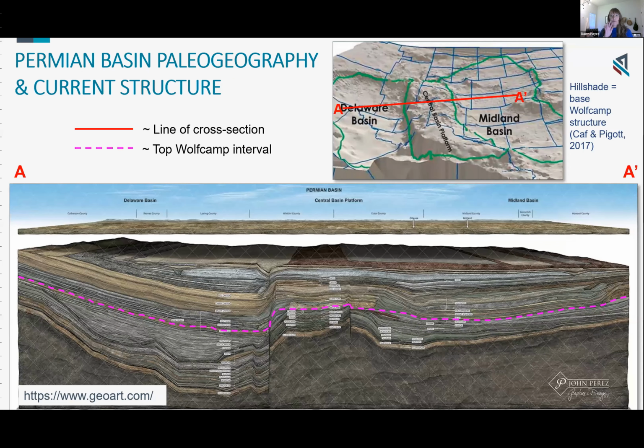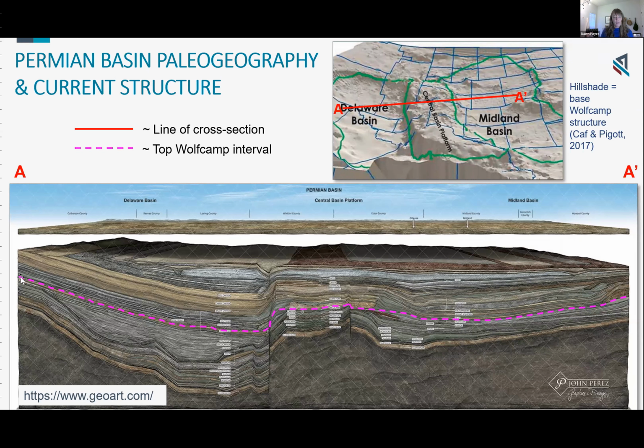So what does the present day structure look like here? It's actually not hugely different than it was 299 million years ago. The Delaware Basin over here on this side is still much deeper than the Midland Basin and has a much steeper basin margin here than it does on the western side. And the Midland Basin is still a bit more of a shallow, gently sloping basin, except for this little portion of it right here.